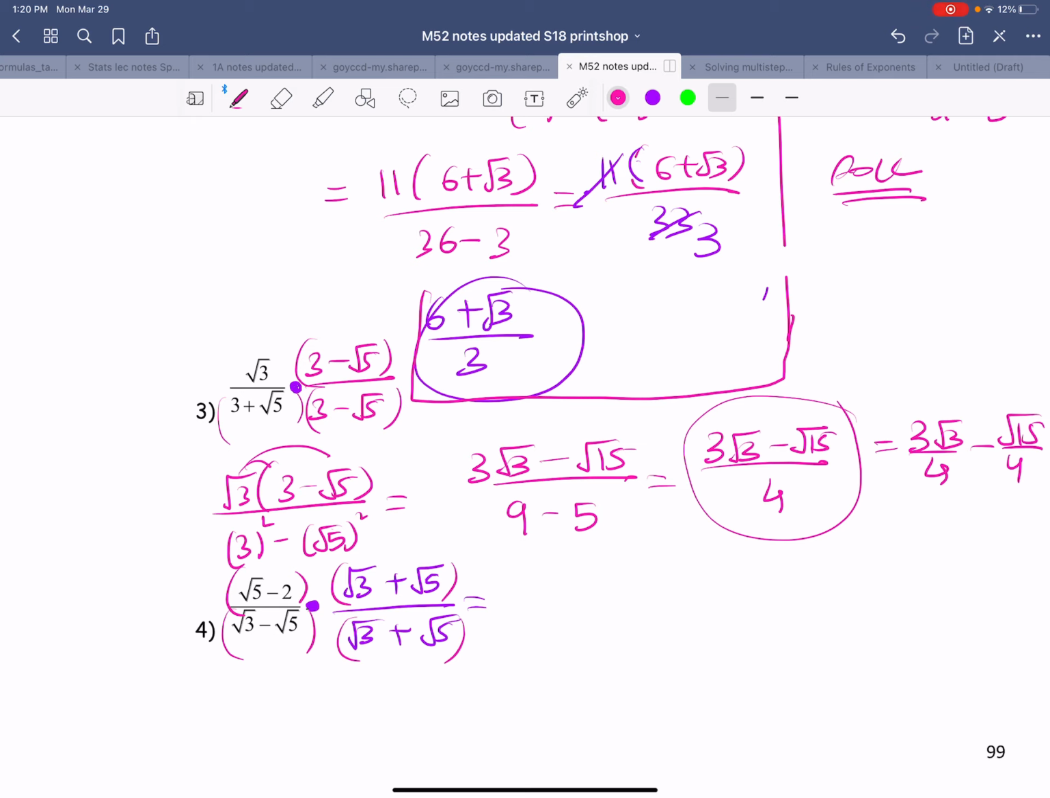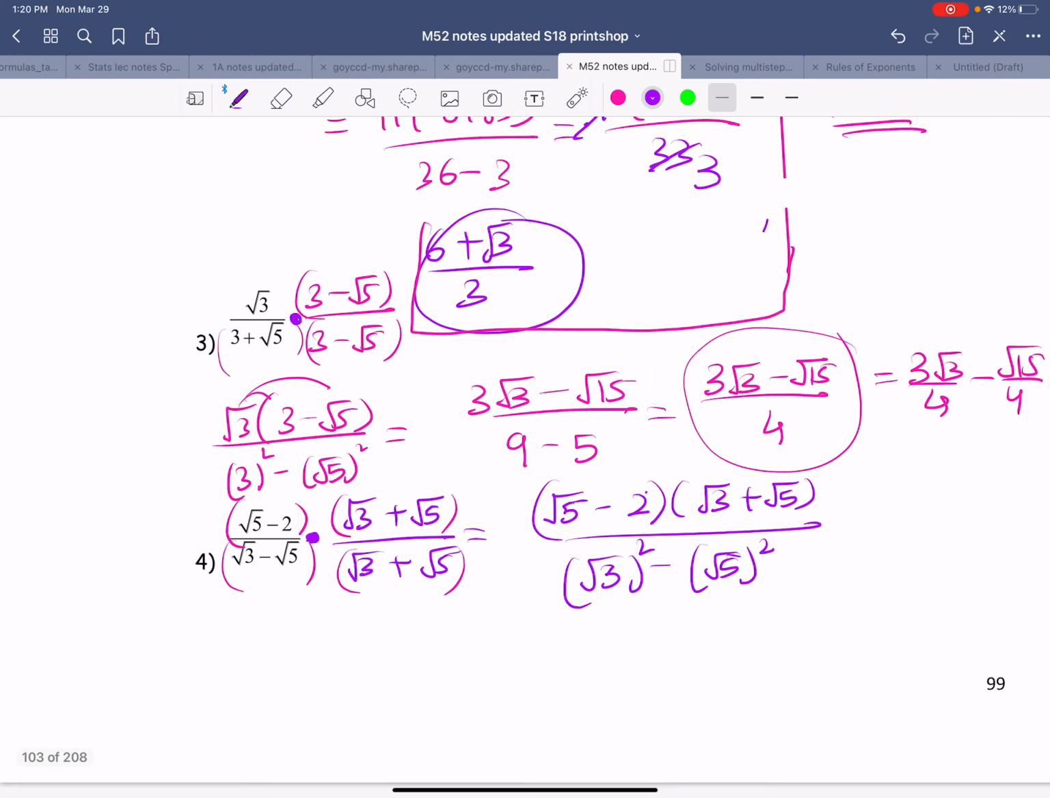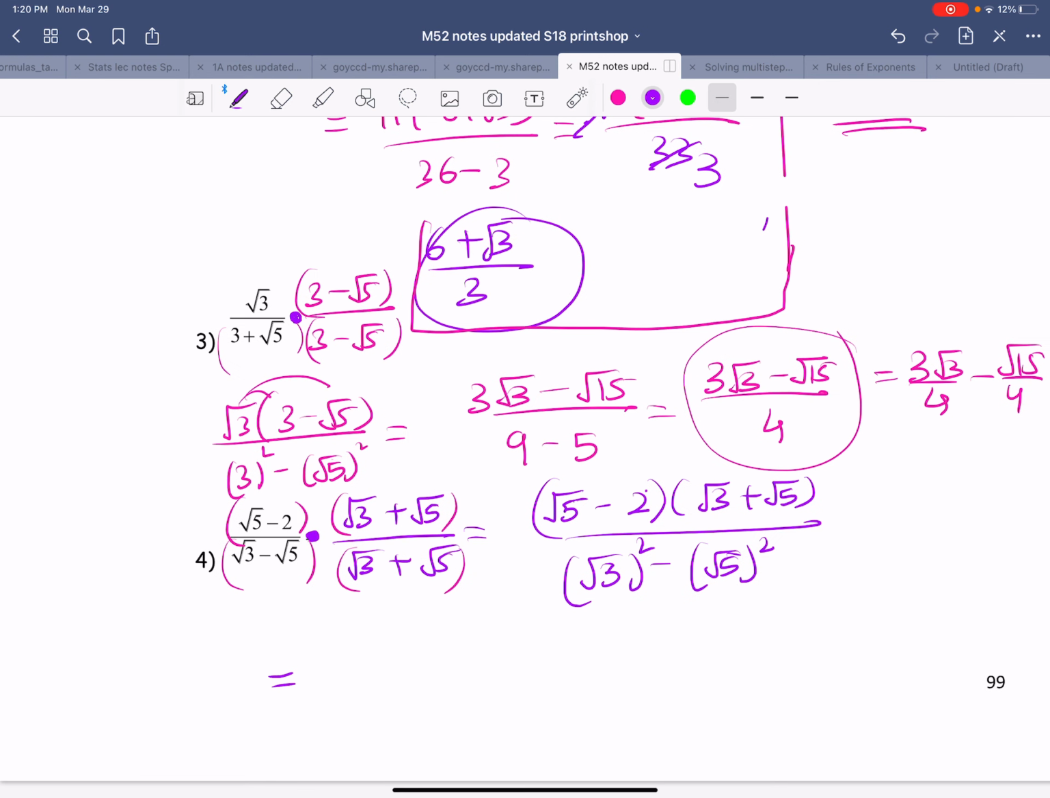So I'm going to have to do distributive property in the numerator. I'm going to write it here as root 5 minus 2 times root 3 plus root 5. And the denominator would be root 3 squared minus root 5 squared. Let's go ahead and FOIL the numerator. It's going to be root 15 plus root 25 minus 2 root 3 minus 2 root 5 over 3 minus 5. Let's see, what does that leave me with?